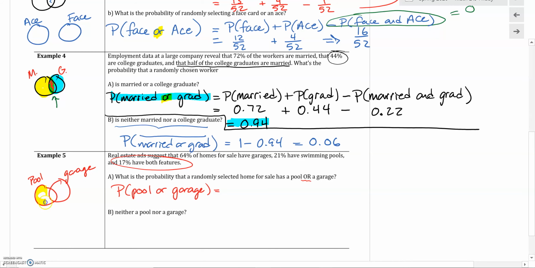I'm going to find the probability of being here, plus the probability of being here, and I'm going to be sure to remove the double counting that takes place. So I want the probability of a listing having a pool, plus the probability that they have a garage. But again, some of those homes raised their hands both times, once for the pool question, once for the garage question, so I need to subtract the probability of getting someone that has both.